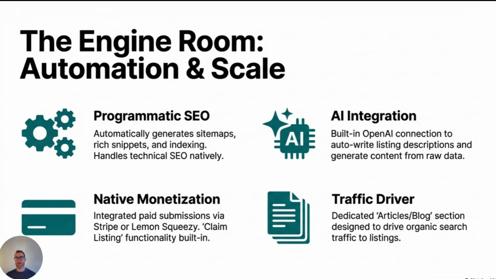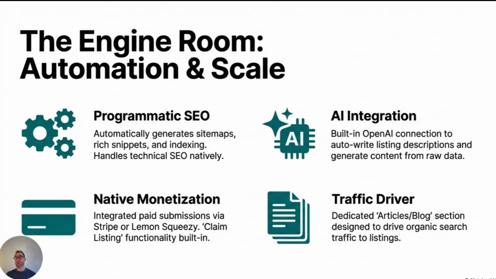You just put in your API keys and boom, it's all set up. Everything's done. Again, API integration. So the OpenAI can auto write the listing descriptions and generate content from raw data. Now, I don't use it to generate content because I think that the content of a directory listing is really super important and you want to have a very specific prompt to do that.